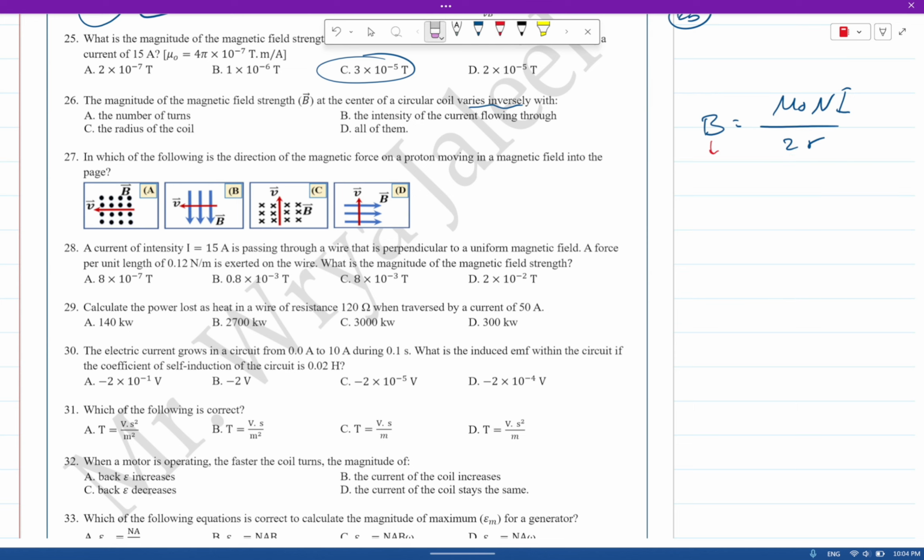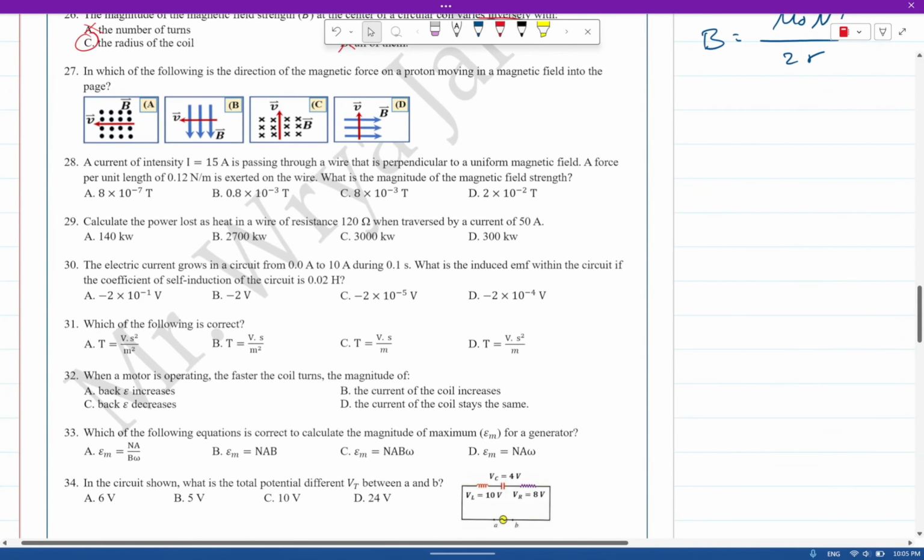Okay, so now let's go and analyze the options here. It says it varies inversely with the number of turns. No, because the number of turns is directly proportional. The intensity of the current? No, because it is, again, directly proportional. With the radius of the coil, is it inversely proportional with the radius of the coil? Yes, because that is below the fraction, and it cannot be all of them. Okay, so that is option C.